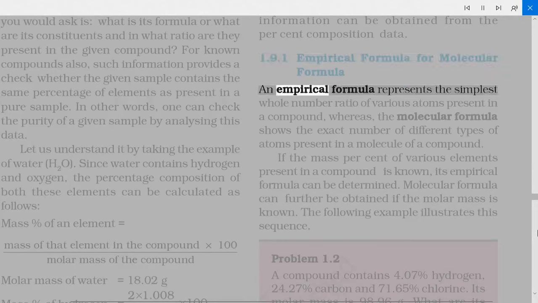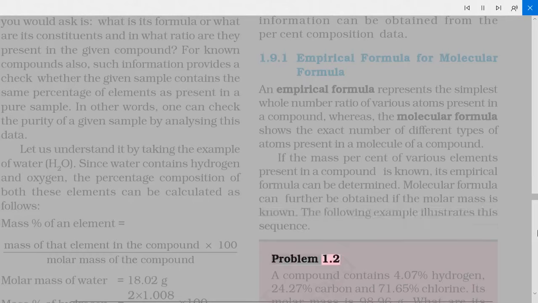Empirical formula for molecular formula. An empirical formula represents the simplest whole number ratio of various atoms present in a compound, whereas the molecular formula shows the exact number of different types of atoms present in a molecule of a compound. If the mass percent of various elements present in a compound is known, its empirical formula can be determined. Molecular formula can further be obtained if the molar mass is known. The following example illustrates this sequence.